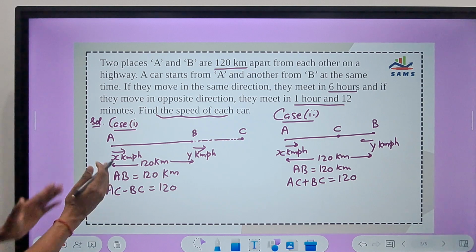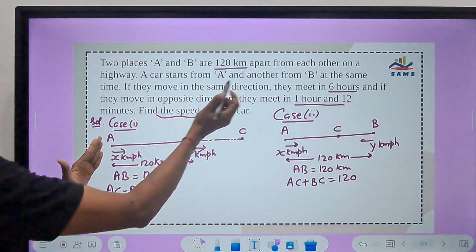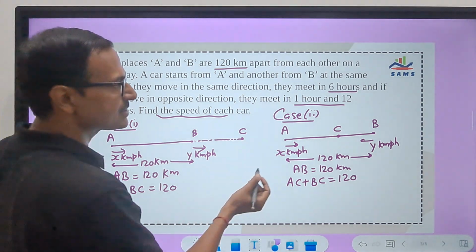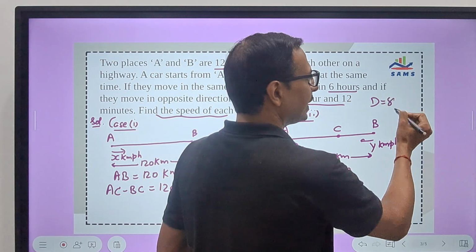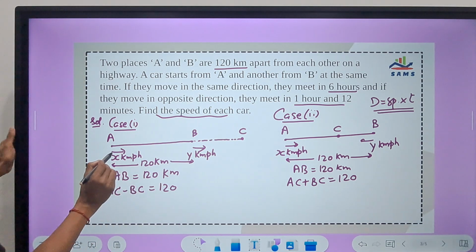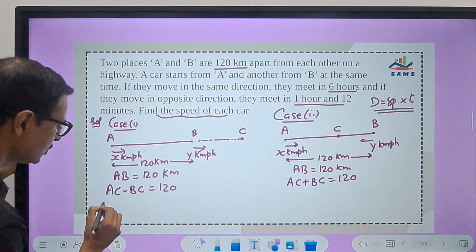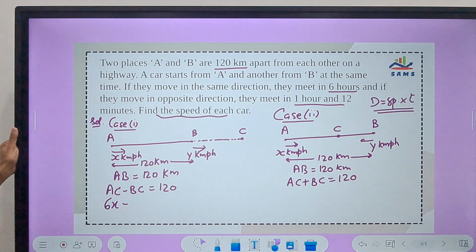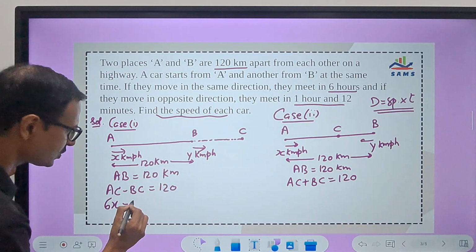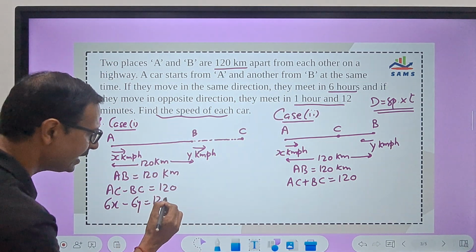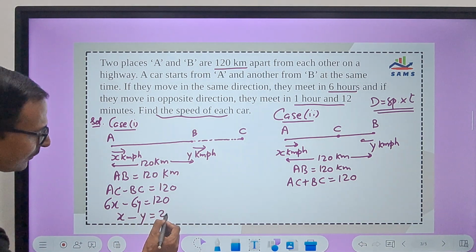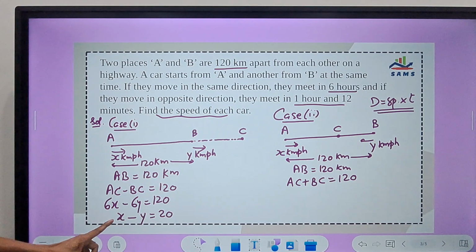What is AC? AC is the distance covered by this car in 6 hours. Since the formula for distance is speed into time, I'm going to use this formula now. Speed is x, time is 6 hours, so 6x. Similarly, for BC, speed is y and time is again 6 hours, so 6y. So 6x minus 6y equals 120, which gets me a simple equation: x minus y equals 20, as I cancel out the common factor 6.